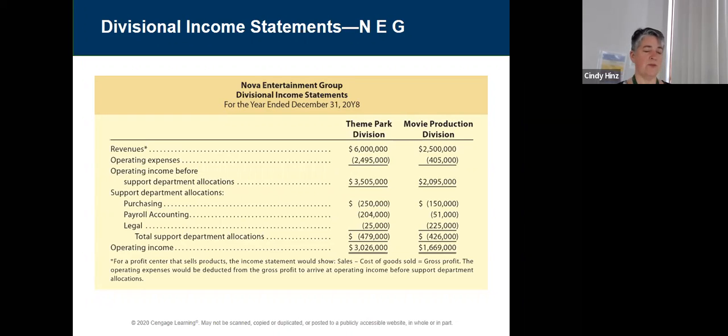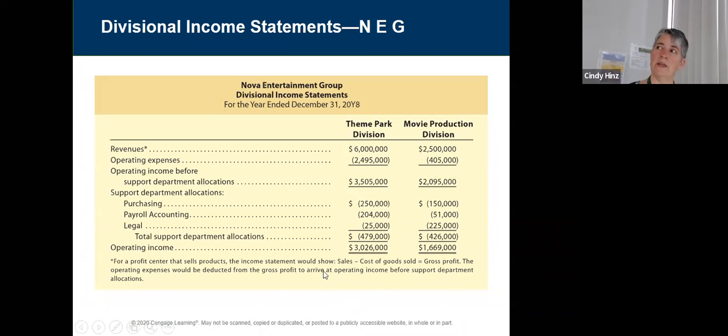And so our tool for analysis for a profit center might look like what you see here. We've got 2 separate divisions. Each one of these would be considered a profit center, that they each have their own controllable revenues and expenses, including those support department allocations that we've just been talking about. And so you can see support department allocations from purchasing, payroll, and legal. And we're going to evaluate each one of these divisions based on this operating income.